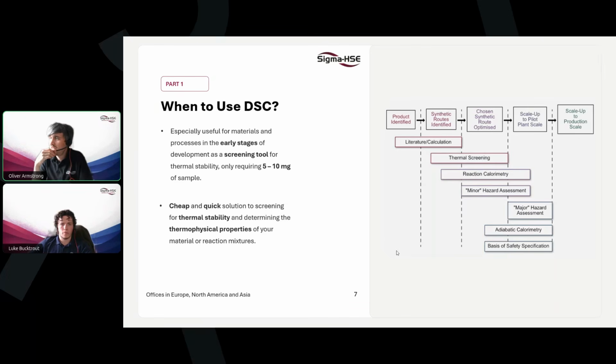And then finally, in later stages of development, moving from pilot plant scale to production, using DSC for measuring thermophysical properties, which we're going to cover later, can really help inform on reactor specifications and builds, design, and process optimization for taking syntheses to bulk scale for production.